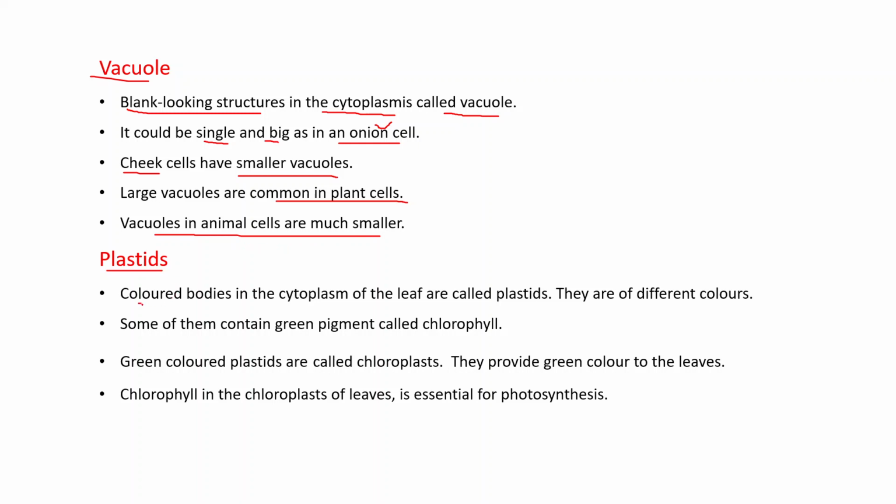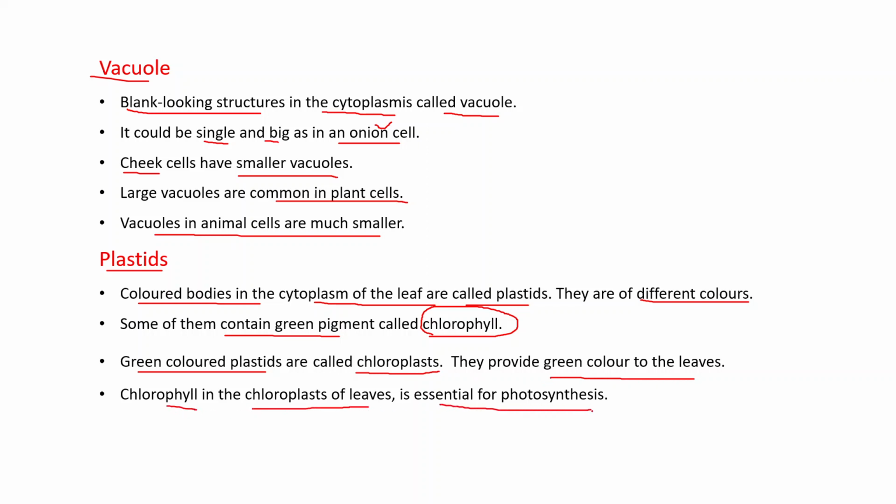Plastids. Colored bodies in the cytoplasm of the leaf are called plastids. They are of different colors. Some of them contain green pigment called chlorophyll. You are familiar with this. This is used for the photosynthesis by plants. Green colored plastids are called chloroplasts. They provide green color to the leaves. Chlorophyll in the chloroplast of leaves is essential for photosynthesis.